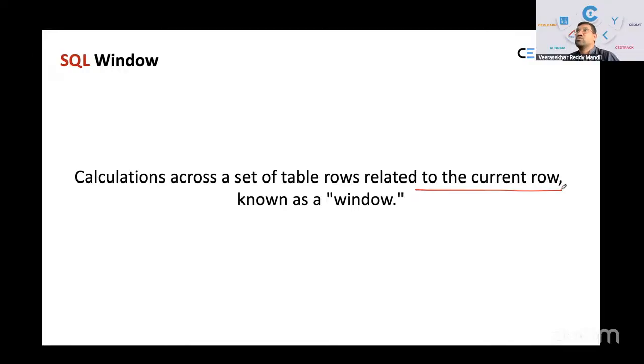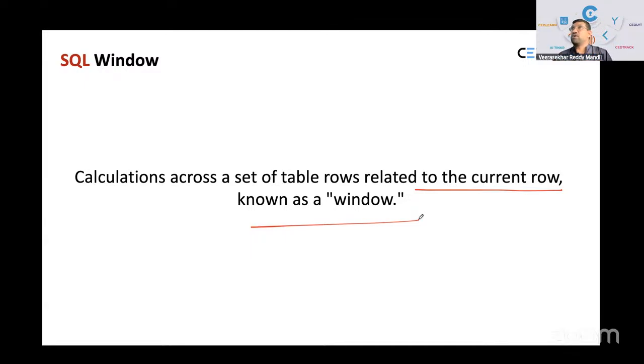As a new column for every row, related to the current row, known as a window. Here, first we are trying to understand what a window is. Window functions are helping us. But what is meant by window? A window is not a mirror. A window is not a door. A window is a set of related table rows.